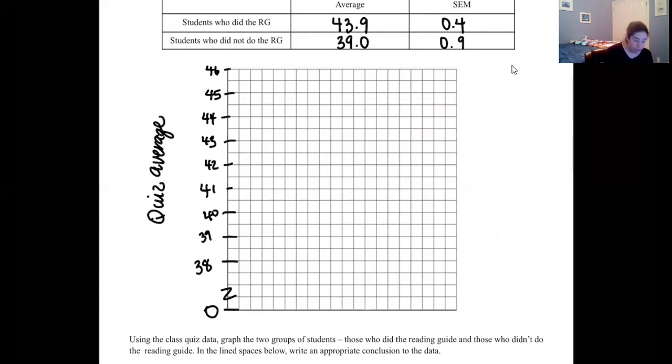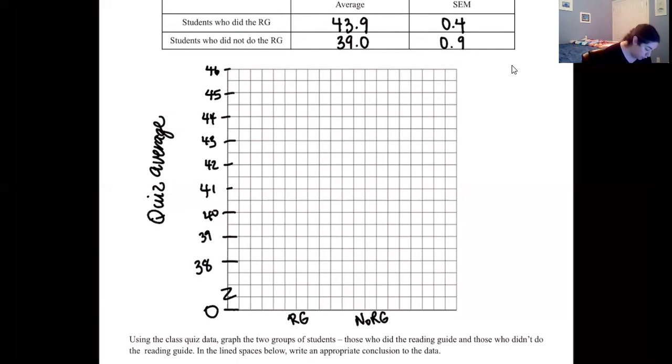And then down here, this is going to be the 2 groups of students that I'm comparing. So I'm just going to call the students who did the reading guide RG. And the students who didn't do the reading guide, I'm just going to put them as N, no RG. So no reading guide turned in. Okay, now we're going to go in and do our bar graphs, and we're going to add our SEM. But for me, I think it's easier if we start by doing just the bar graphs first.